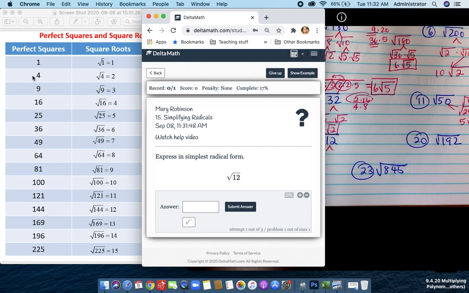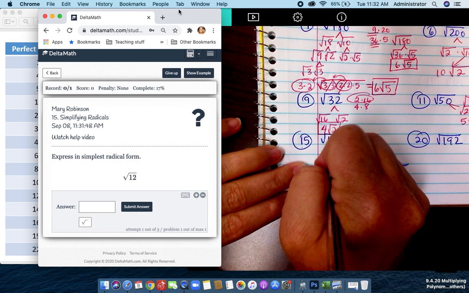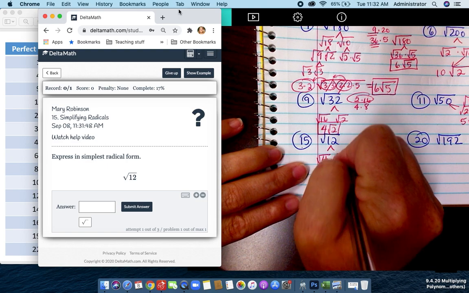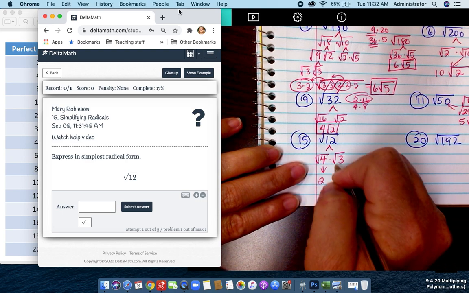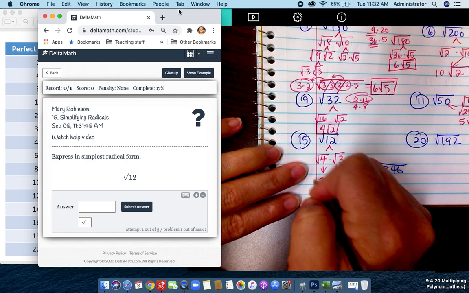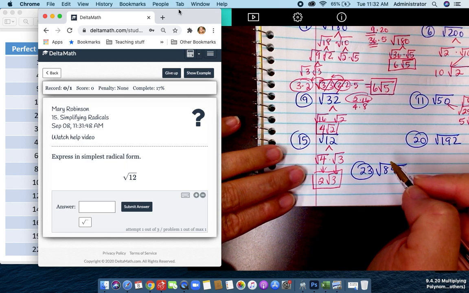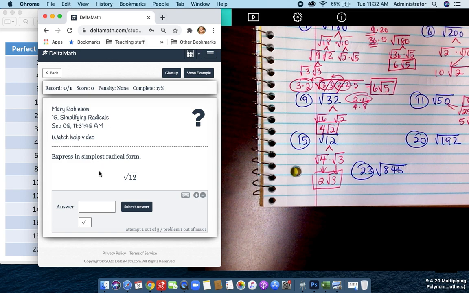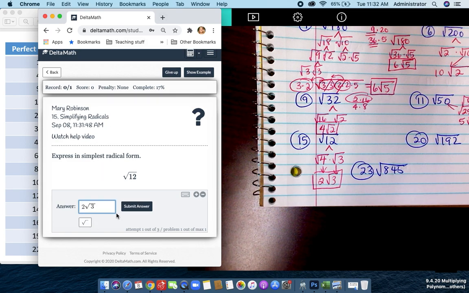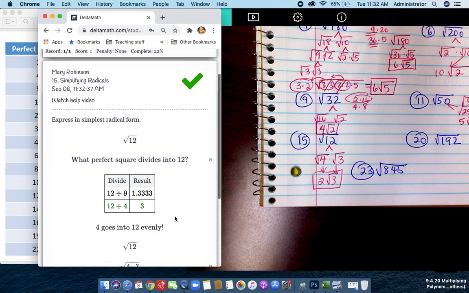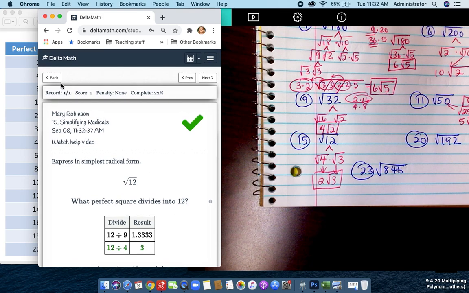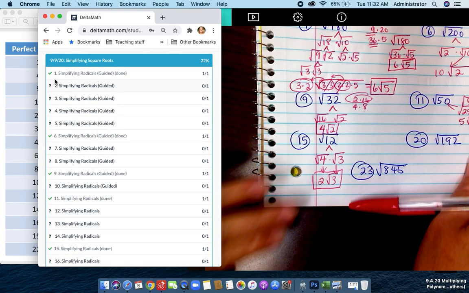So I would want to use 4 because the square root of 4 is 2. So I'm going to come over here and quickly do square root of 4 times the square root of 3, breaking down the square root of 4 into 2, and bringing down the square root of 3. So our answer should be 2 square roots of 3. If we verify that in our calculator, 2 square root of 3. Let's see if it works. And it does.